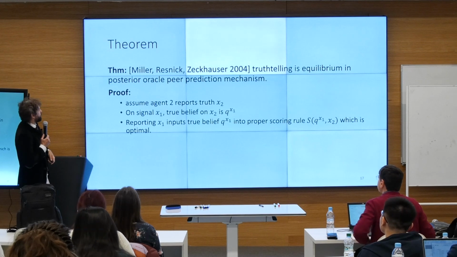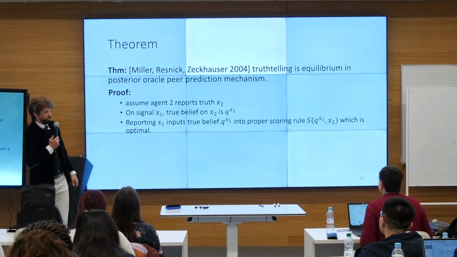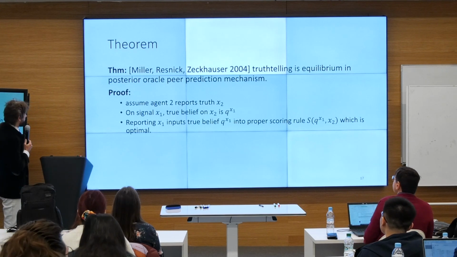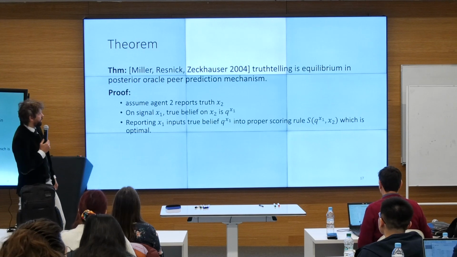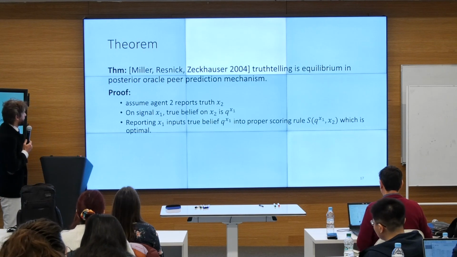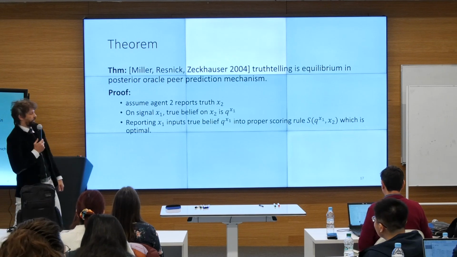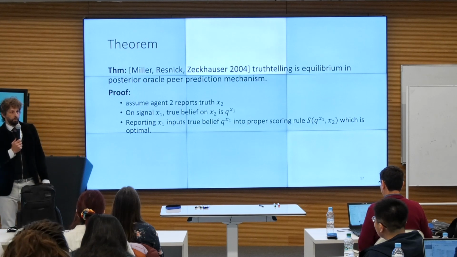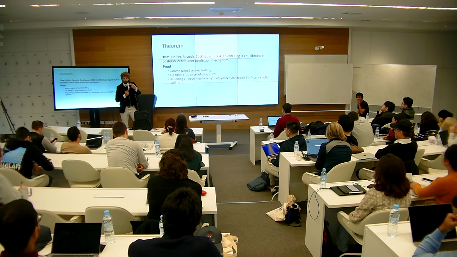Okay, and then the main result from this award-winning paper, Miller, Resnick, and Zeckhauser from '04, is that truth telling is an equilibrium in the posterior oracle peer prediction mechanism. Okay, so everyone telling the truth, revealing actually what they believe, is in equilibrium.